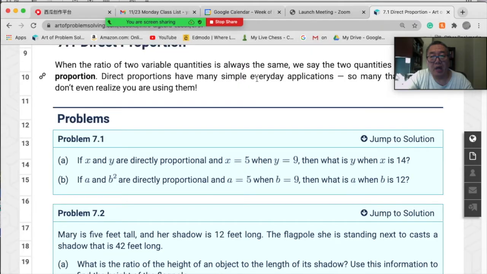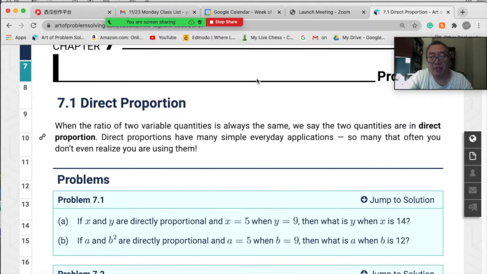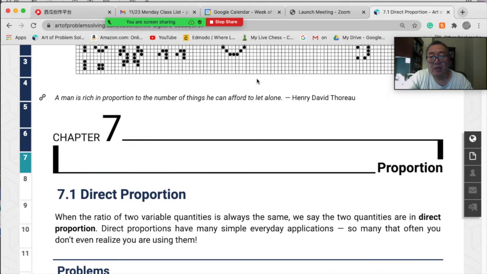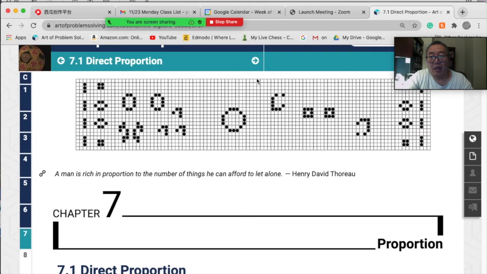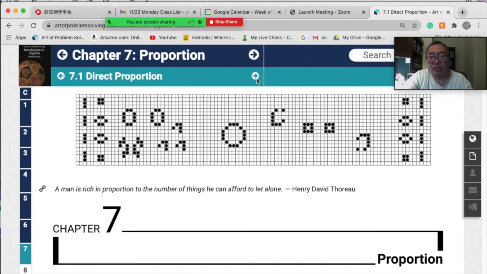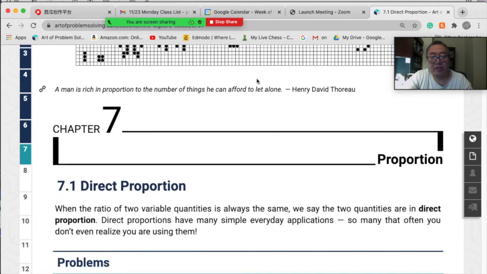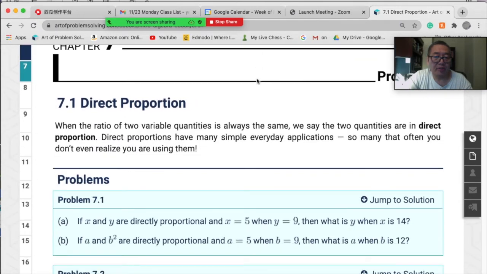We start to learn chapter 7. That's proportion. So first, we need to learn section 1, direct proportion. So what is a direct proportion? That means when one is small, another also small. When one becomes bigger, another one also becomes bigger.